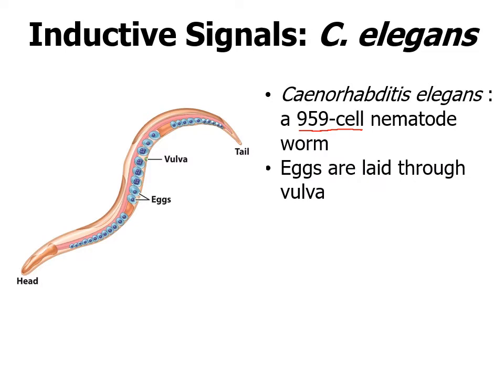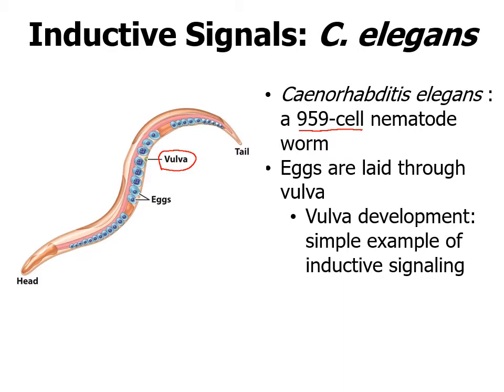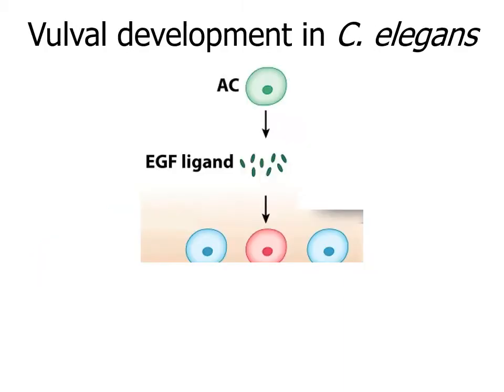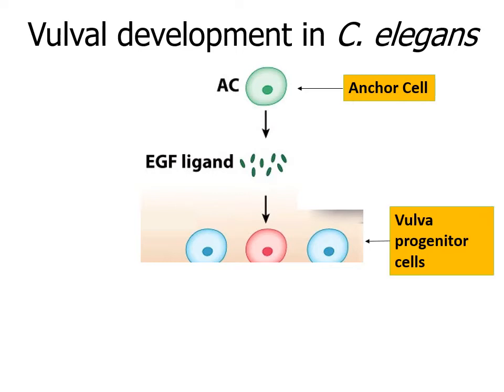So in C. elegans, eggs are laid through the vulva, which is shown here in this picture, and we're going to look at development of the vulva. And this is an example of inductive signaling. All right, so here's how it starts. We've got an anchor cell, and we've got these vulva progenitor cells.